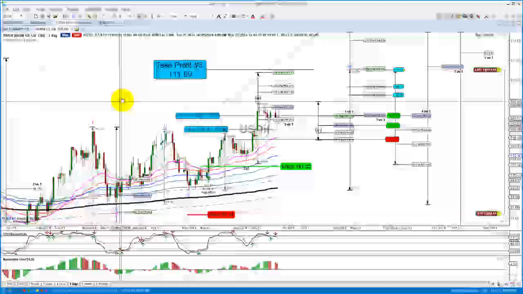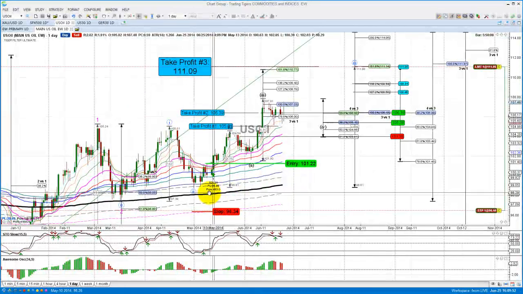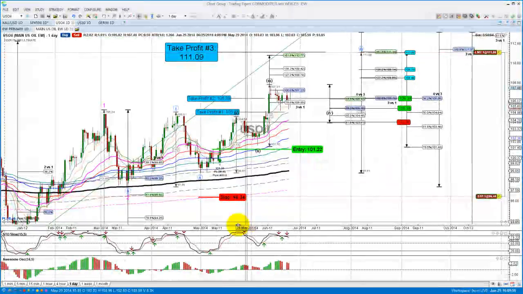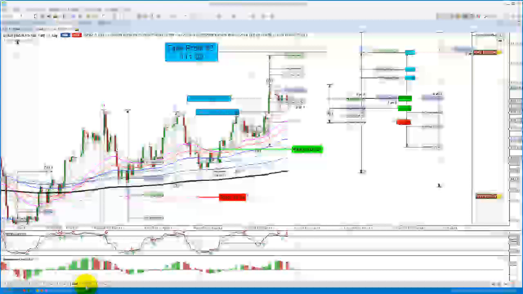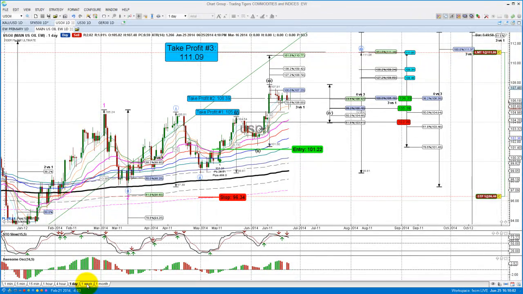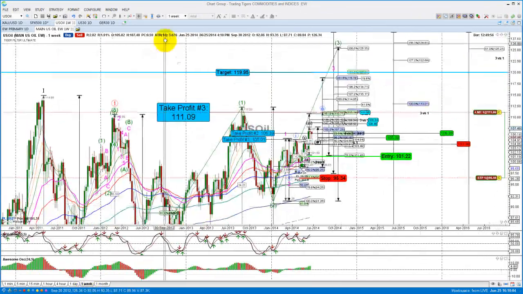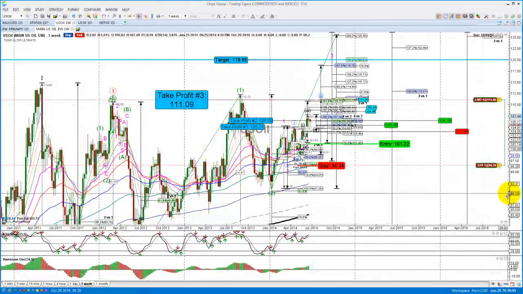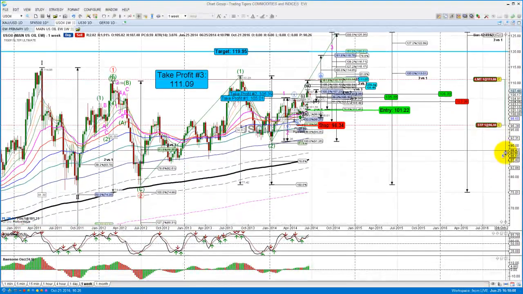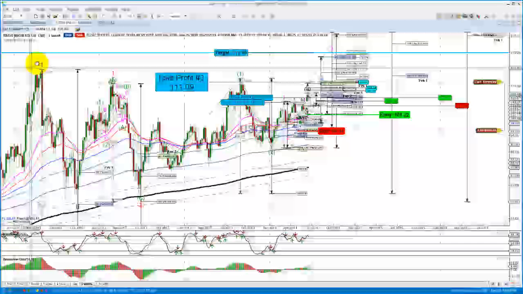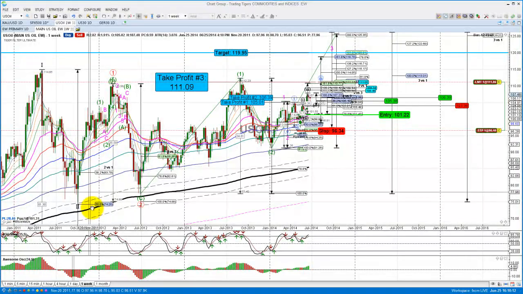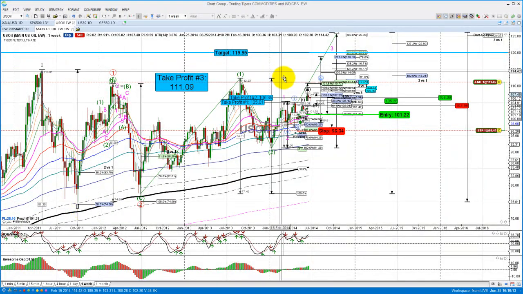Now we move to the USOil. We've got one entry in there already right now. I'll go through that with you in a minute. Right now I just want to go over the current wave count and wave structure. Taking it to the weekly chart, we can see basically we're in a wave 3 of the cycle degree. There's 1, there's 2, and 3, that's what we're in.